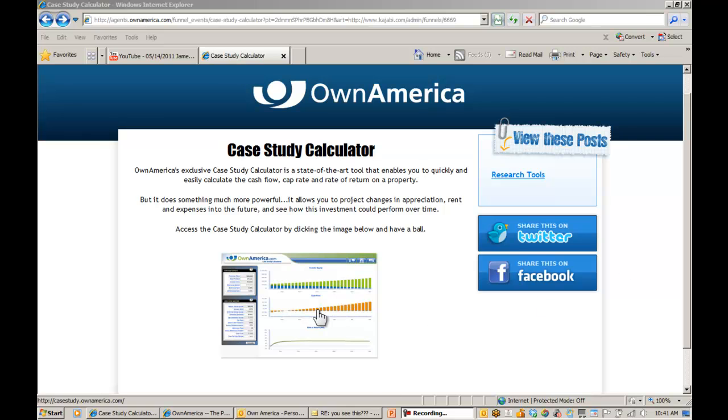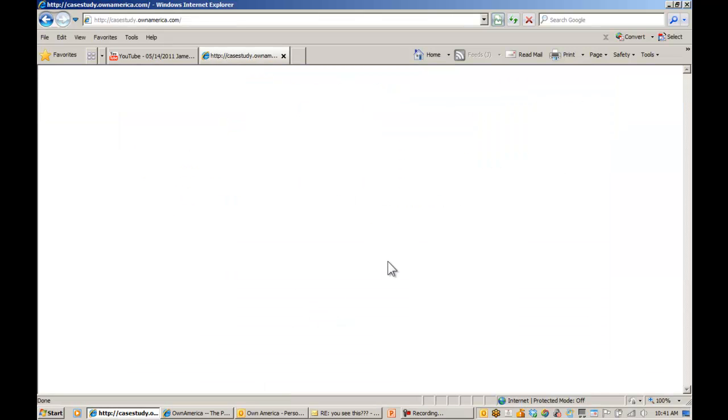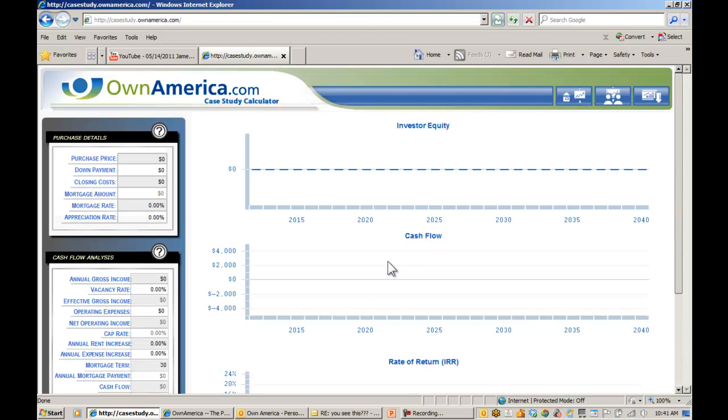So if you click right here on this graphic, it'll bring you to our case study calculator. The first time you log on, you're going to have to say that you agree to the terms of service, which includes a big disclaimer that says that nothing that you see here is guaranteed, that as an investor, you're putting your money at risk, etc. But let me show you how to use it.